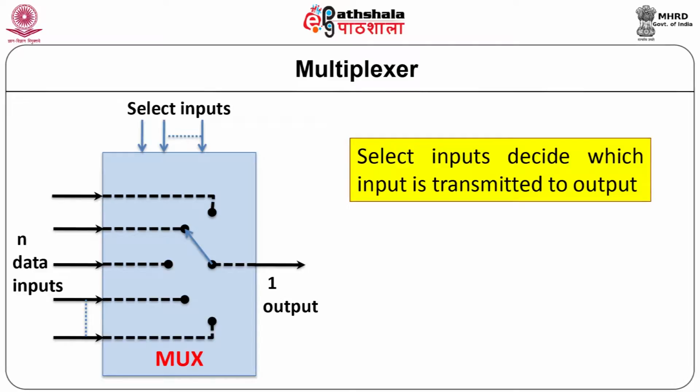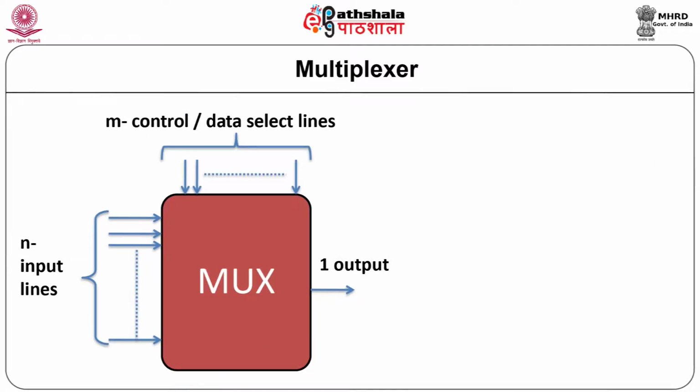Multiplexer can be considered as multi-position or rotary switch. There are n inputs and one output. The switch position is controlled by the selector lines. The select inputs decide which input is connected to the output. A multiplexer can be considered as semiconductor equivalent of multi-position switch.